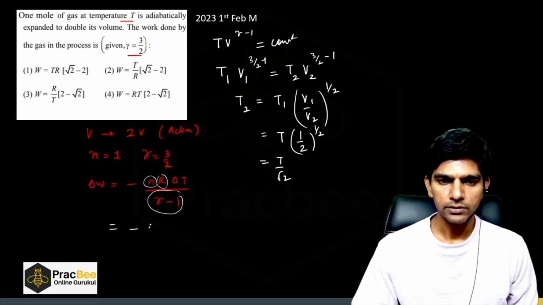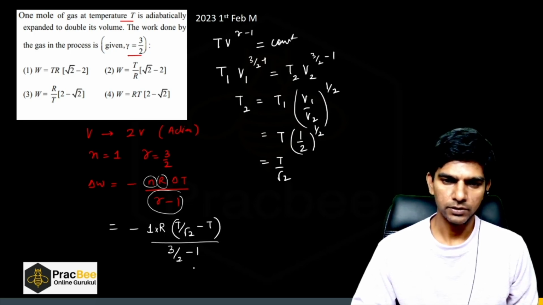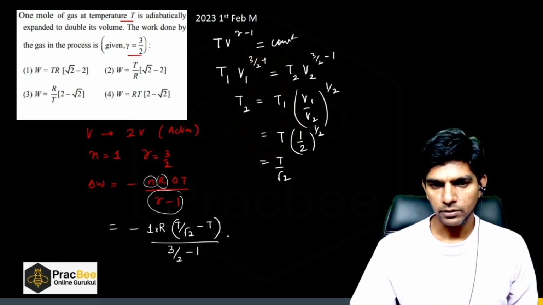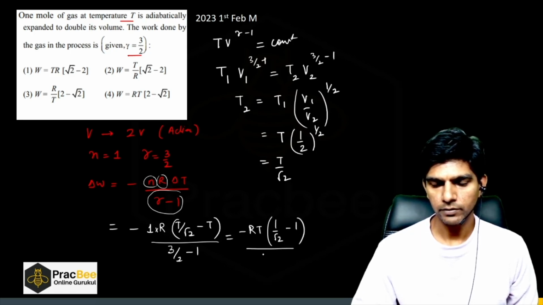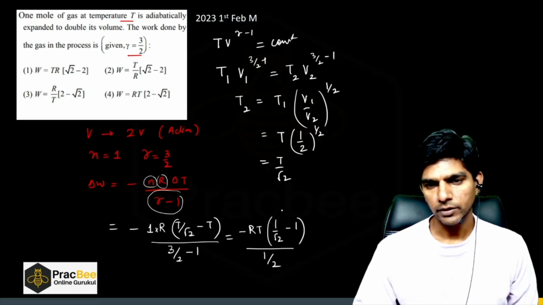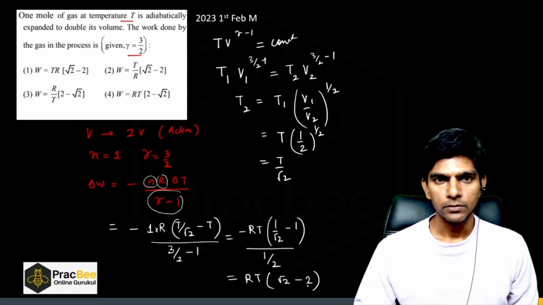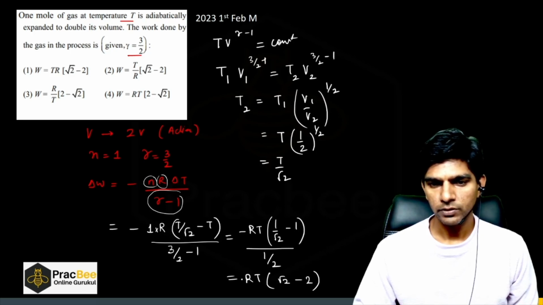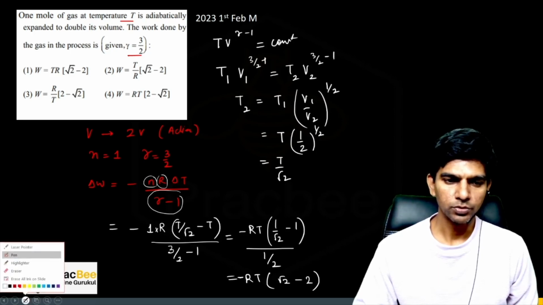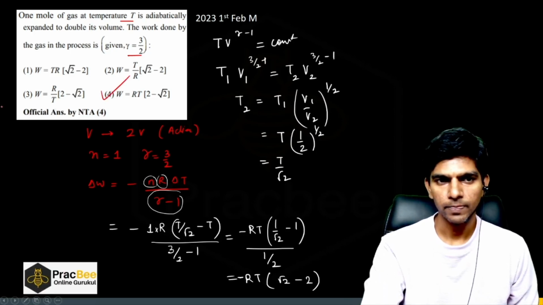So we can write this as minus 1 times R times T by root 2 minus T, divided by 3 by 2 minus 1. If I take T common in the numerator, we get minus RT times 1 by root 2 minus 1, divided by 1 by 2. Now let us multiply numerator and denominator by 2. So we will get RT times root 2 minus 2, and there is a negative outside, right? So it becomes 2 minus root 2, so 2 minus root 2 times RT. So option 4 is the right answer.